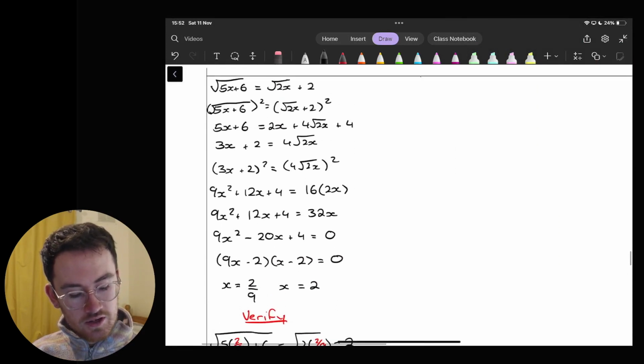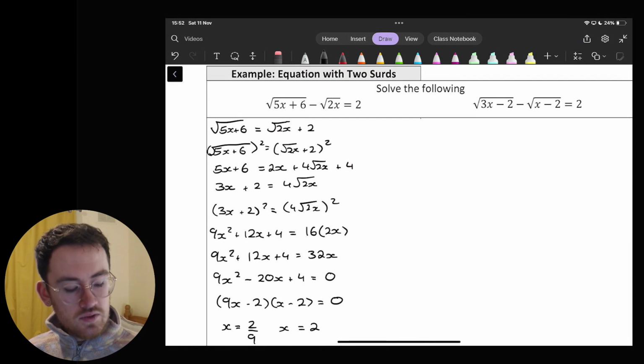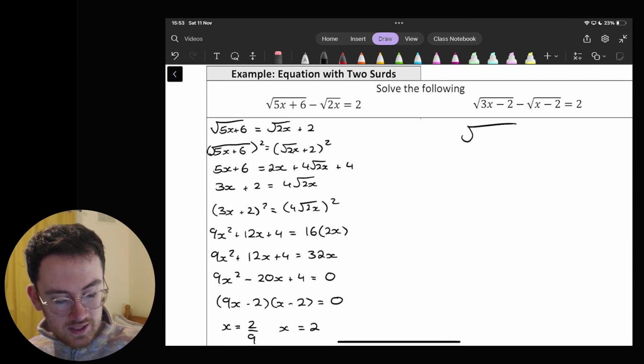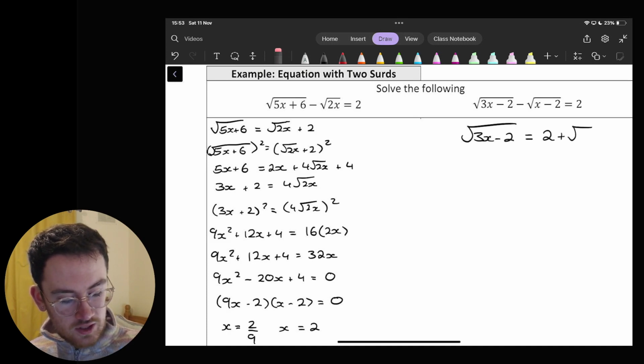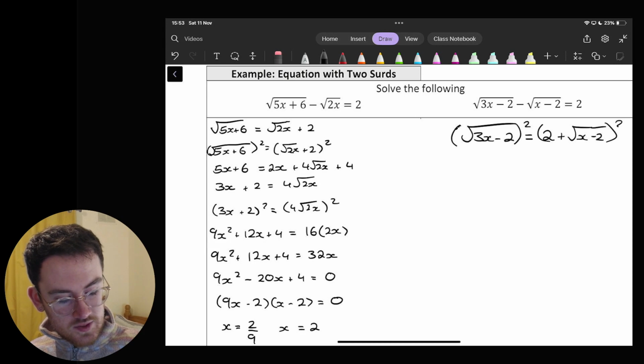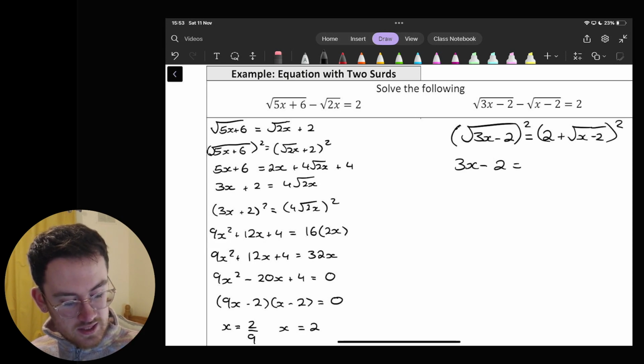So that's absolutely perfect. Looking at the next one now, we can already see it's a little bit longer. It looks like there's going to be a little bit more work involved, but I'm going to focus on it the same way. It doesn't really matter which side I put the surd on. So moving it over, and then I'm going to square both sides. Squaring this one means the surd is eliminated immediately.